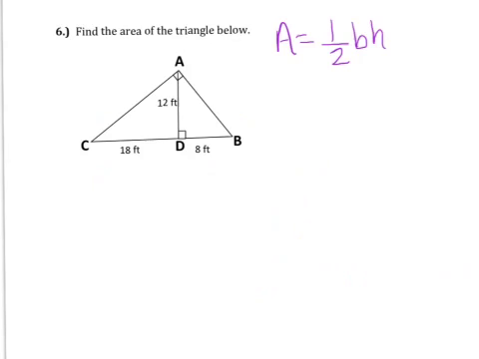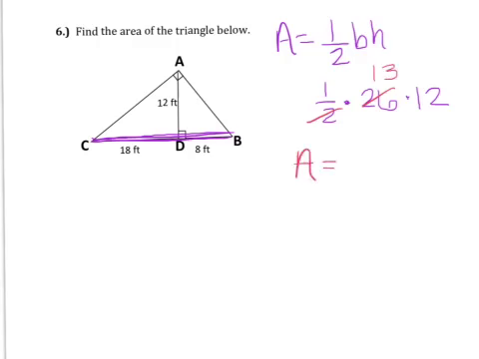Number 6, find the area of the triangle. So we're using the formula for area of a triangle, which is 1/2 base times height. So 1/2, the base is here, 18 plus 8 is the whole length for the base, which is 26. And the height would be 12. So we just have to simplify that. 2 goes into 26 13 times. So we just have to work out 13 times 12, which is 156 feet squared.